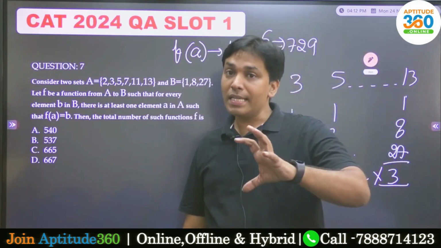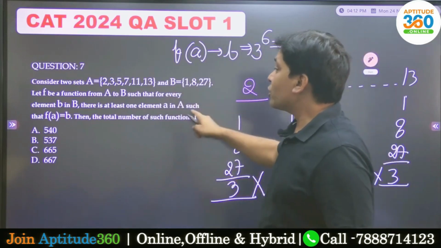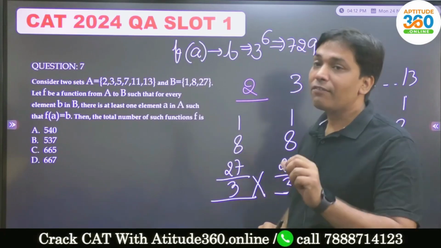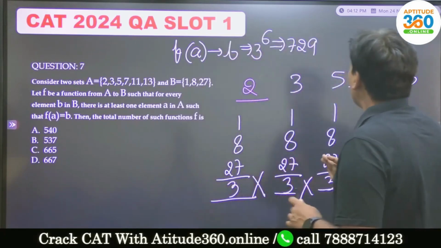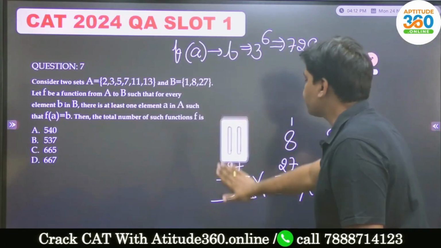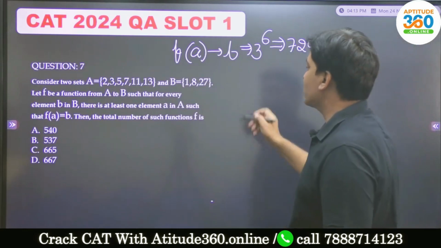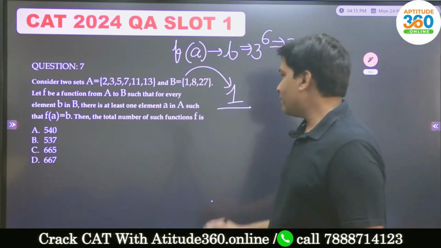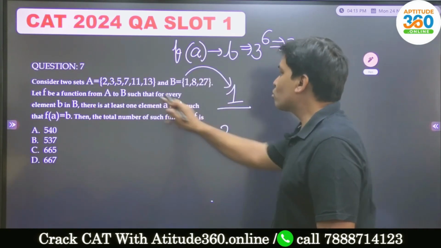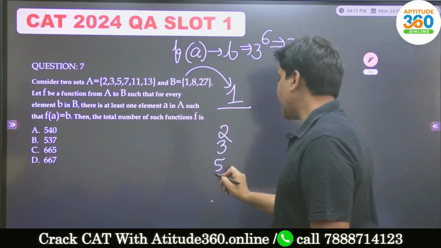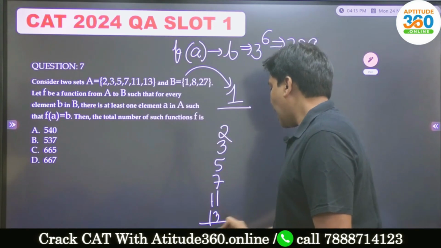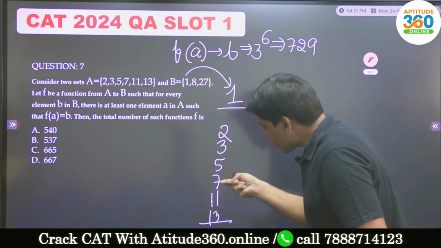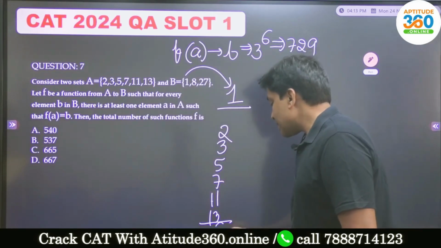But then the problem says that for every element in B, there is at least one element in A, such that f of A is equal to B. Now, for us to understand this thing, every element in B, so say for example 1 is there in B, so this one can have either 2 or 3 or 5 or 7 or 11 or 13. How many such possibilities are there? Either 2 will come, or 3 will come, or 5 will come, or 7 will come, or 11 or 13. So 6 such possibilities are there.